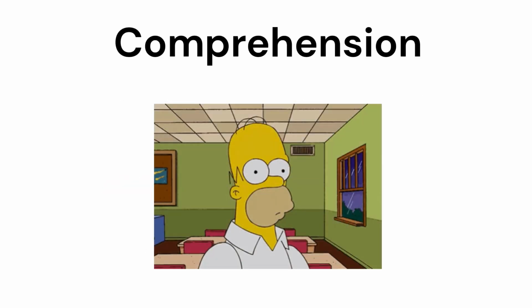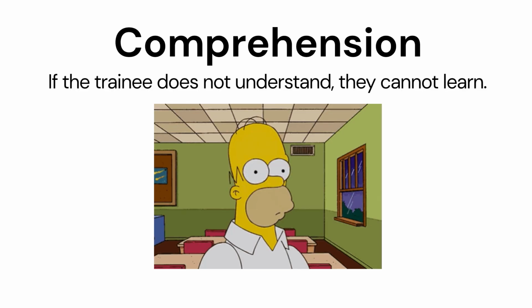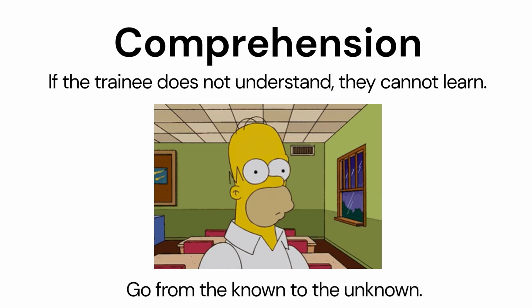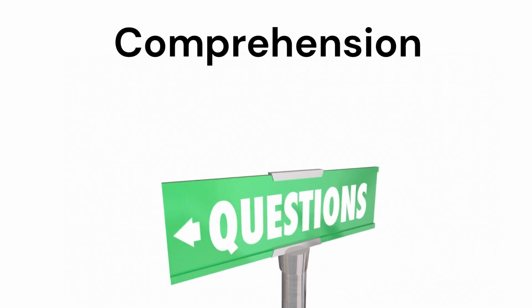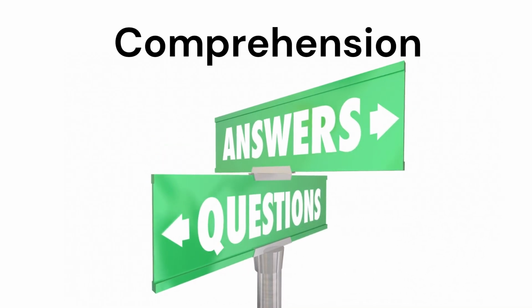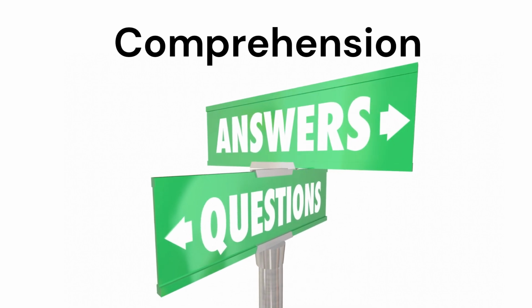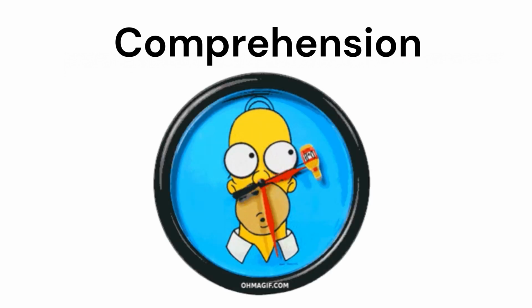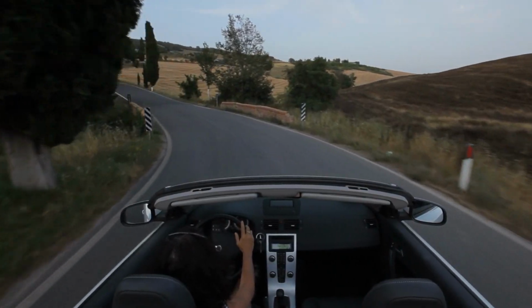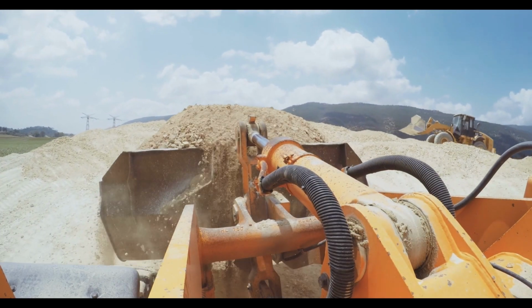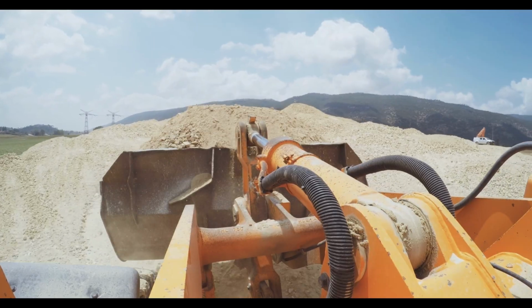The next principle is comprehension. Basically, if the trainee does not understand, they cannot learn. Teach to the level of the trainee and go from the known to the unknown. Ask questions about things the trainee should know already to determine how well they know the basics, or if they even know the basics. Start with what they already know and build from there. For example, if they're familiar with basic vehicle controls, relate that knowledge to operating equipment like a loader. Anchoring the new skill to something familiar makes it easier to grasp.